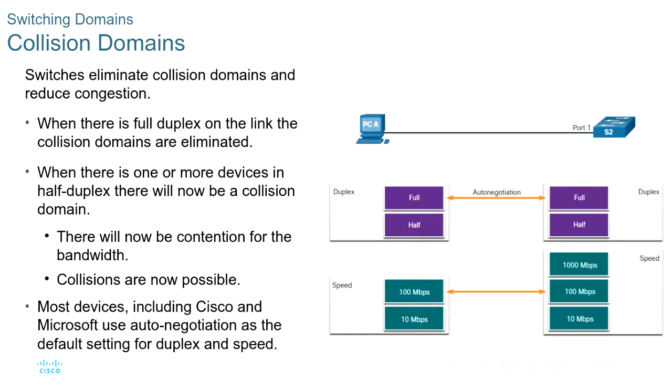Most industry devices use auto negotiation to try to get both devices on both ends of a wire to be at the fastest possible speed and the fastest duplex. We want full duplex and the fastest possible speed. If you bring in your old Hewlett-Packard laptop from 20 years ago, it's probably half duplex 10 megabit. The switch will negotiate down to that speed so they can communicate.